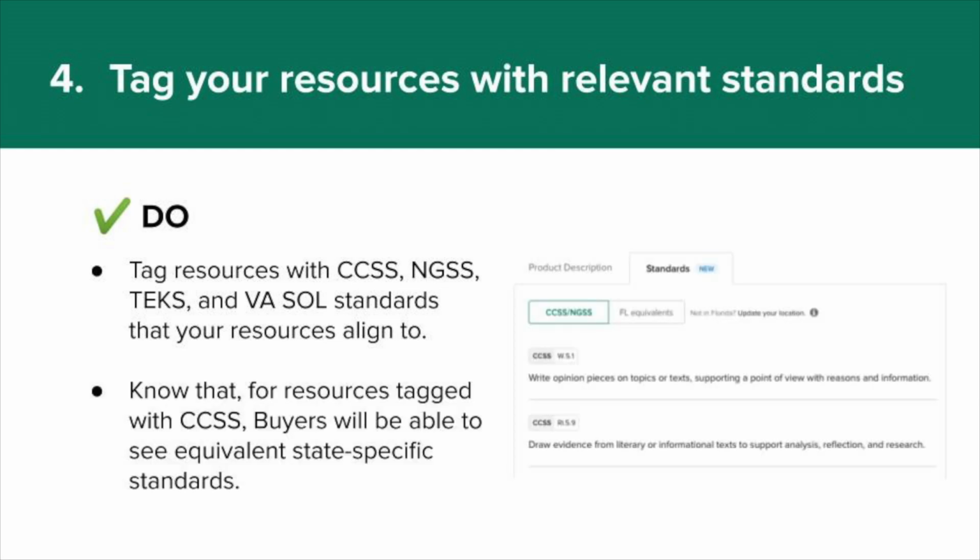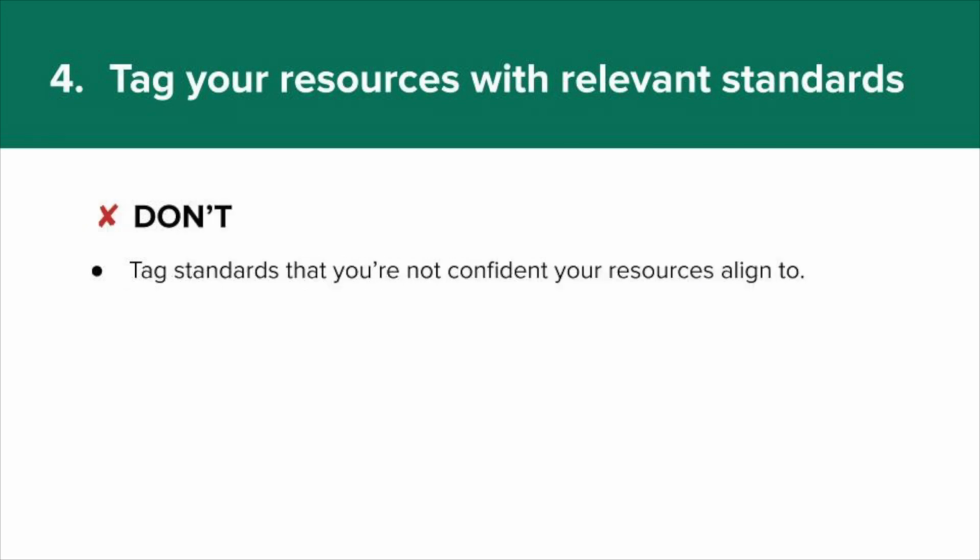For resources tagged with CCSS, buyers will be able to see equivalent state-specific standards. For example, a buyer living in Florida will be able to view a resource with its original CCSS tags and the equivalent Florida state standard tags. We also know that not all resources align to standards, and they don't have to. If you aren't familiar with US standards or your resources aren't aligned, that's okay.